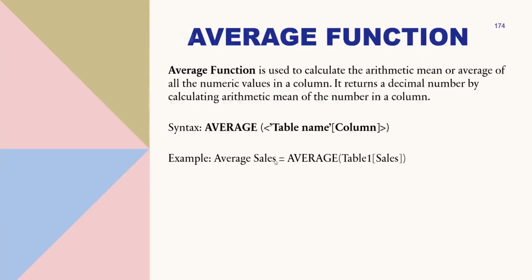Our next aggregation function is the average function. This is used to calculate the arithmetic mean or average of all the numerical values in a column. It returns a decimal number by calculating the arithmetic mean of the numbers in a column. You can see the syntax: the average function accepts the column we want to calculate the average of. Here I have taken the example of sales, average sales, calculated by providing the sales column. Now let's see how we can do this in Power BI.